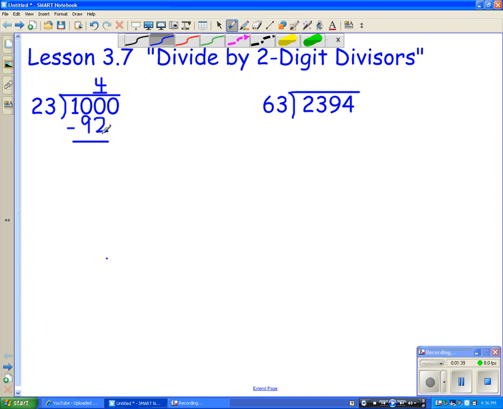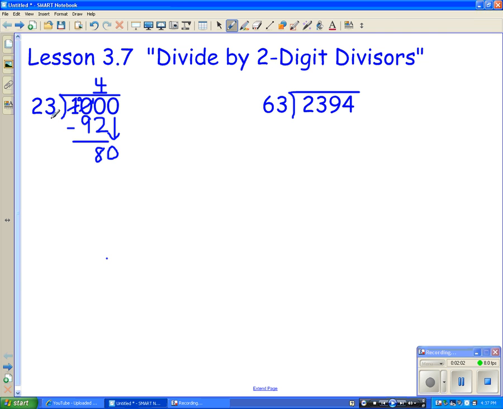Okay, now I need to subtract. I need to borrow over here. 10 minus 2 is 8. 9 minus 9 is 0. And I got rid of my 1. And now I need to bring down my 0. And now I need to go back to dividing.